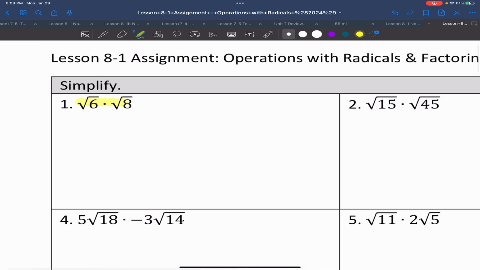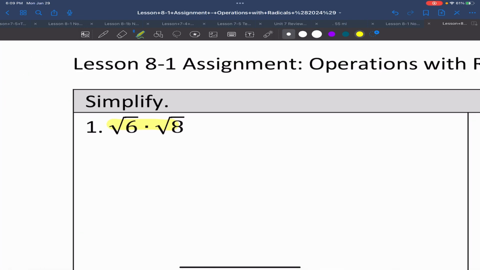We're going to go ahead and look at the Lesson 8-1 assignment together, Operations with Radicals and Factoring. I'm going to start with number 1. I'm asked to simplify here. So I have the square root of 6 times the square root of 8. I'm going to break down the 6. I'm thinking 3 and 2. And for 8, I'm thinking 4 and 2. And I'm going to break down the 4. That's 2 and 2. Great.